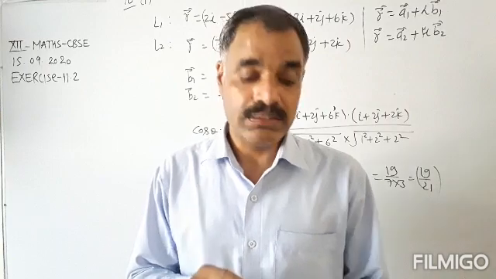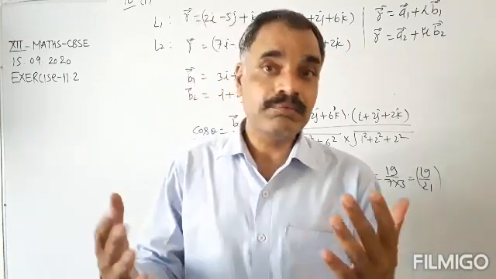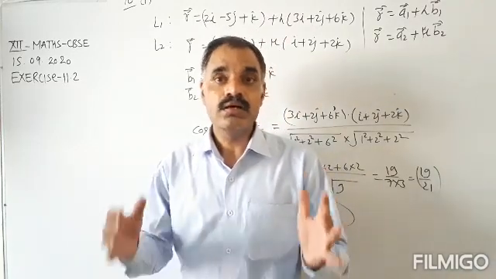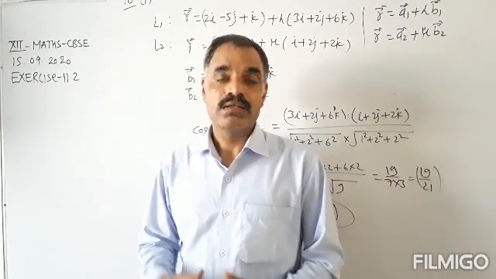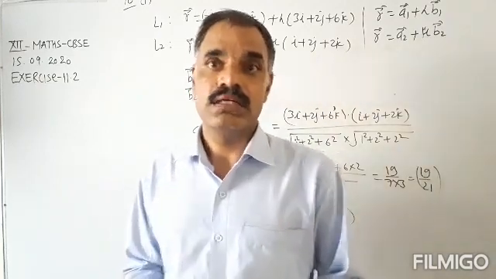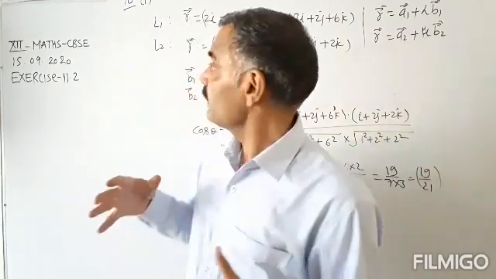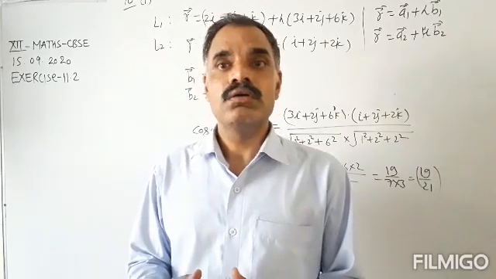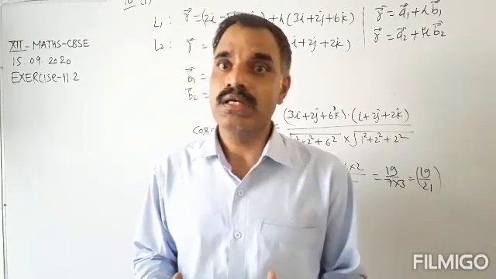This is the angle between the two lines, L1 and L2. In this way we can find the angle between two lines if the lines are given in vector form. The remaining questions, from question number 11 till the end, we will do in the next part of the video. Okay, so thank you.